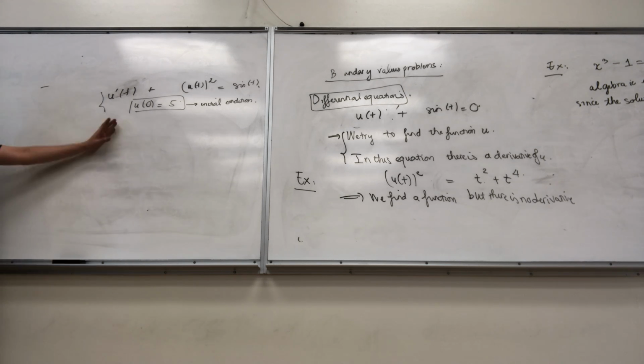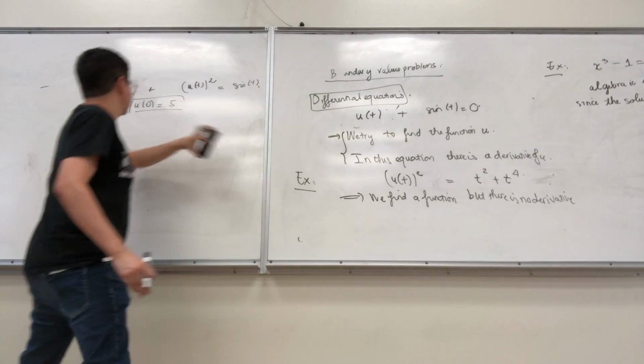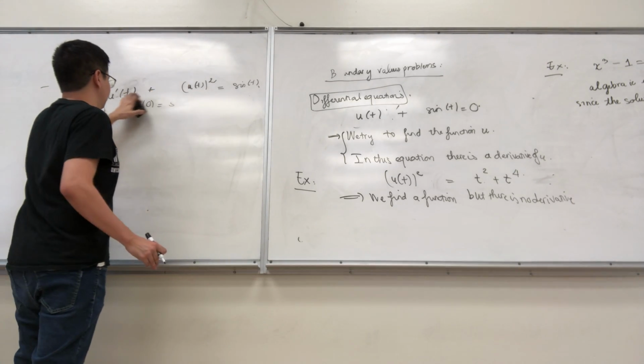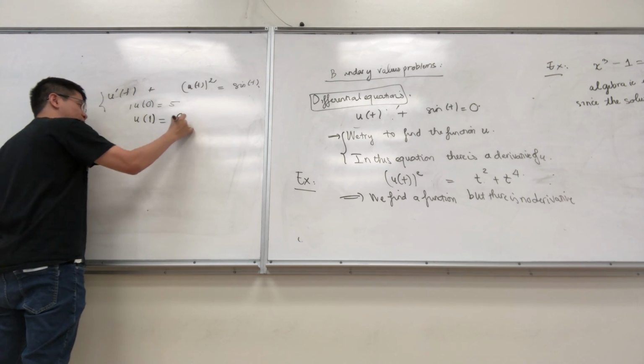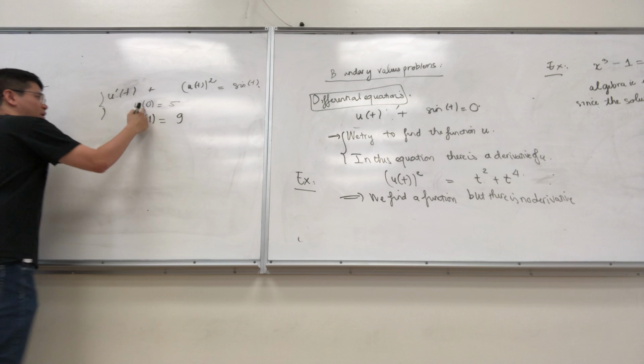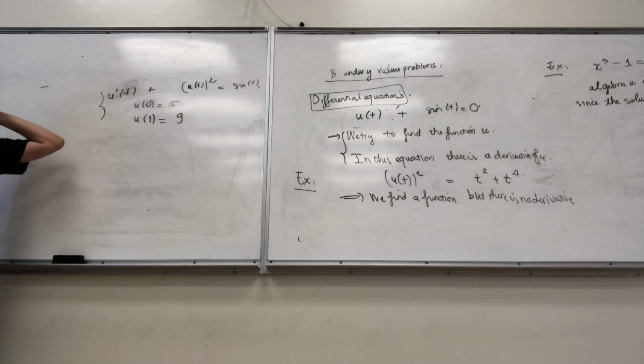Now, suppose that we have two conditions on two sides. I want to solve this equation, but I have u(0) is equal to 5, u(1) is equal to 9. So what is the name of this condition? Yes. Boundary condition.